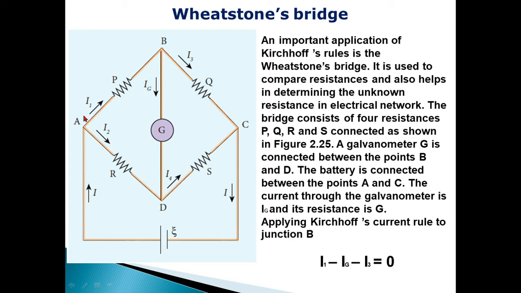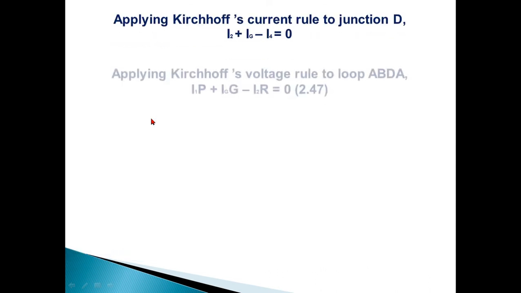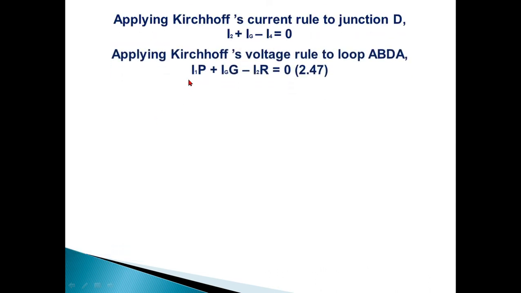There are 3 currents flowing through this closed circuit A, B, D, A. So I1, Ig and I2 are the 3 currents. I1 and Ig are in the clockwise direction, that means positive direction. I2 alone is in the negative direction. That is why the equation can be written as I1P is positive, IgG is also positive, but I2R is negative. So I1P plus IgG minus I2R is equal to 0.